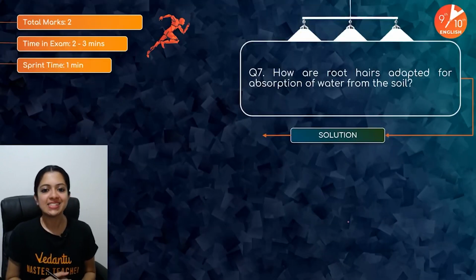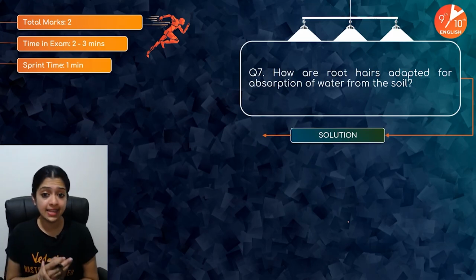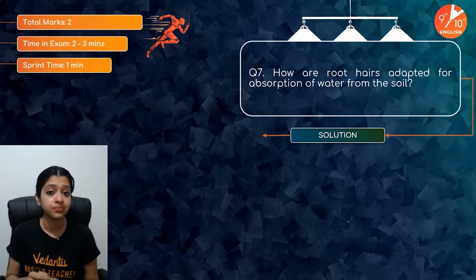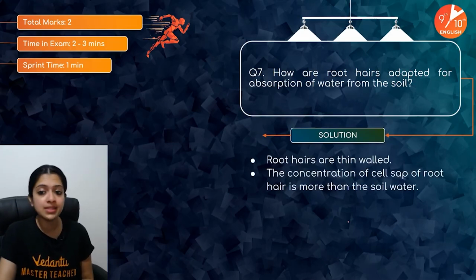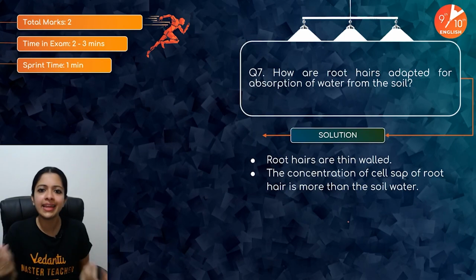All right, guys. So let us continue. Question number 7. How are root hairs adapted for absorption of water from the soil? So about the root hairs we've already discussed, but more about it. How exactly are they adapted?